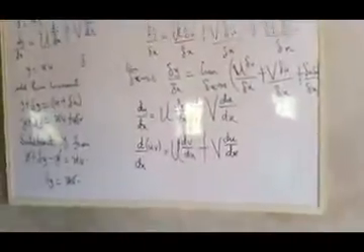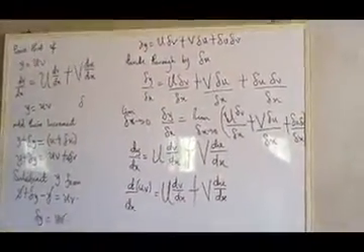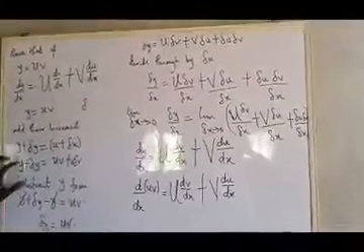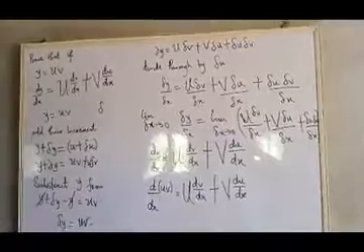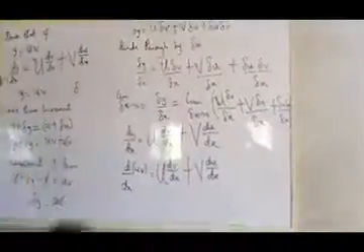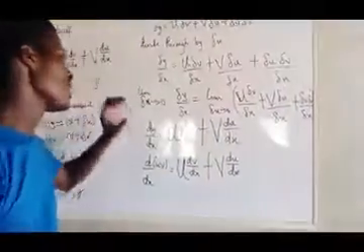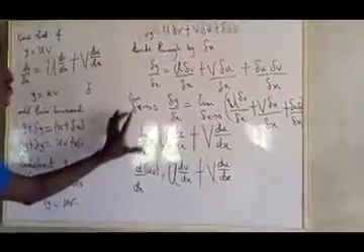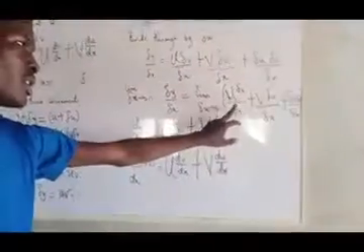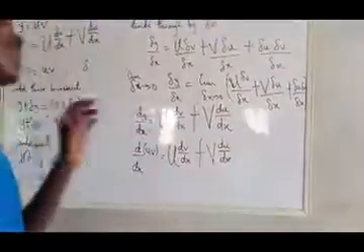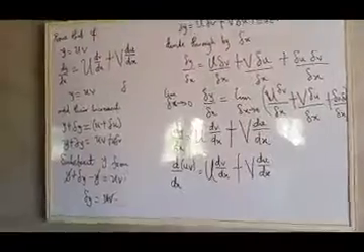So don't forget the process. The first one is to add their increments. After adding their increments, open the bracket. After opening the bracket, subtract y from both sides. After subtracting y from both sides, divide through by the increment in x. Then limit your increment in x as it approaches zero. From here, delta v over delta x becomes dv/dx, and delta u over delta x becomes du/dx. So this is where we're going to stop on this proof.